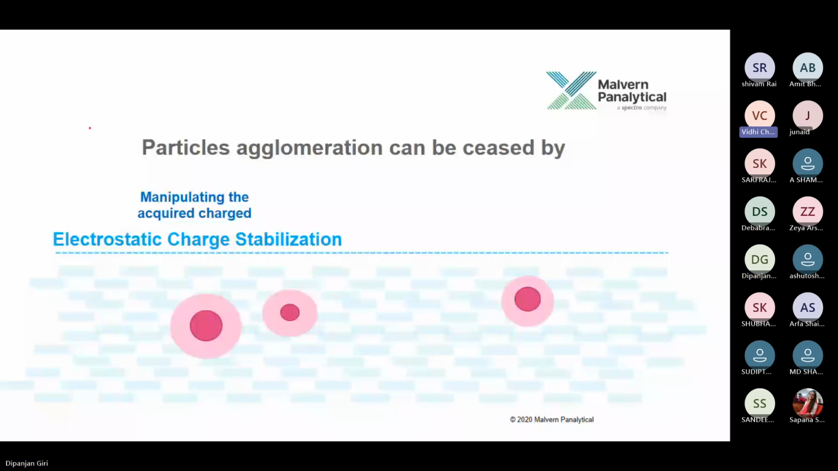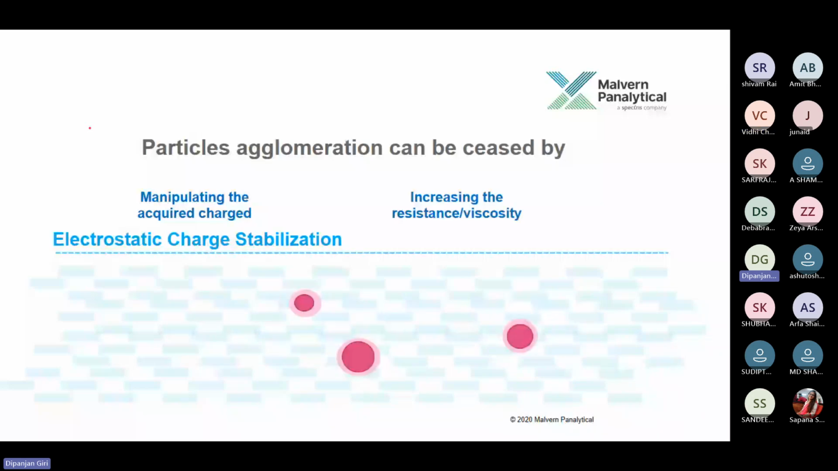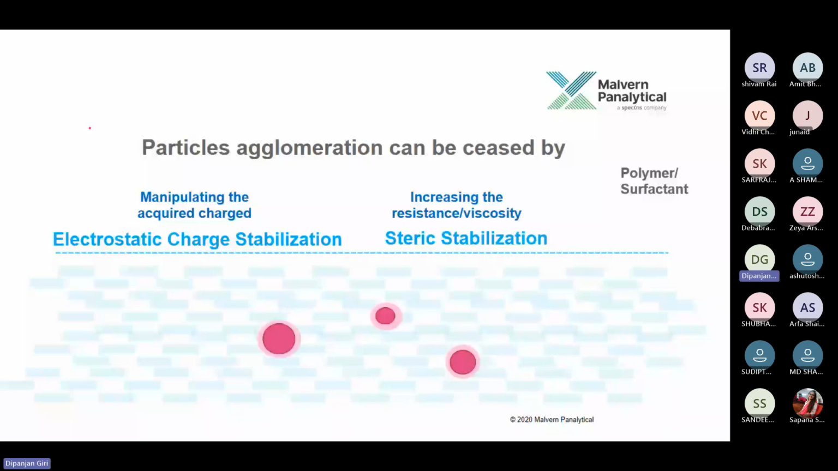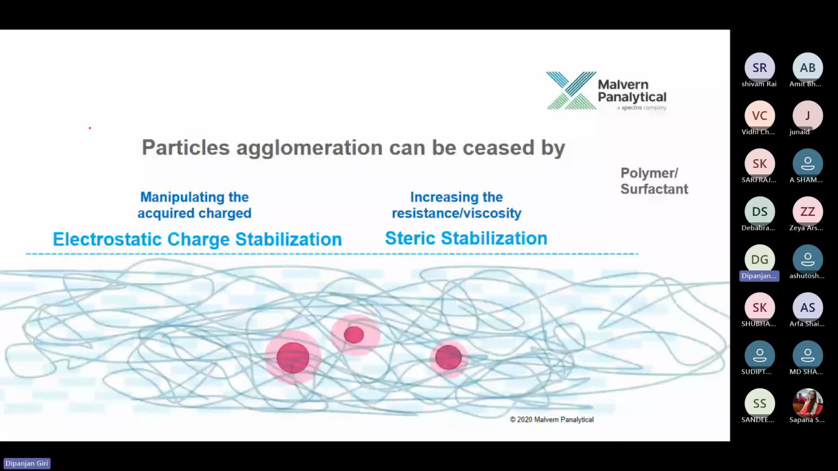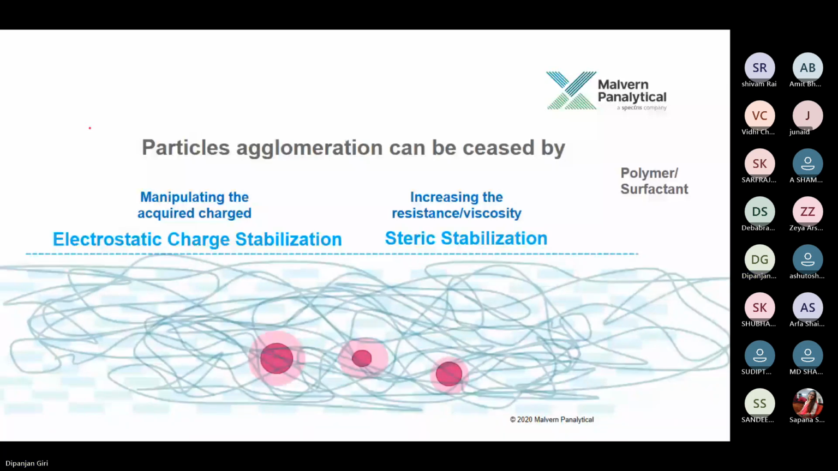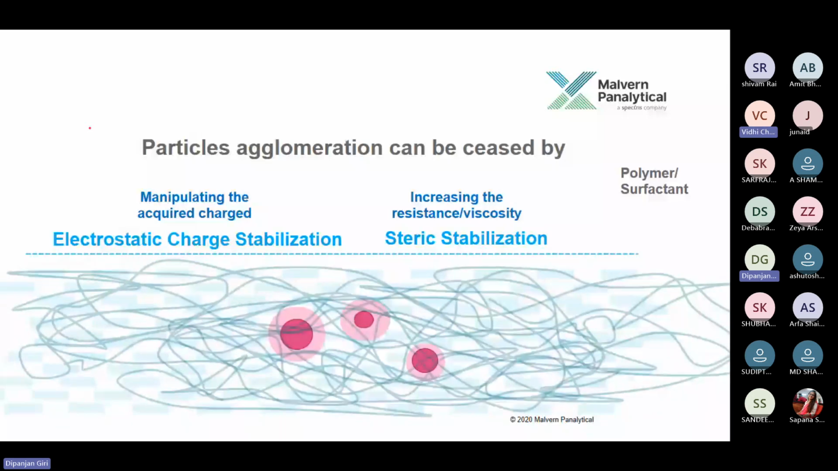Another technique is to increase the resistance or the viscosity of the medium, which is steric stability. If you add some polymer to the medium, it will arrest the movement of the particle. It will cease the movement, and it will lose the tendency to agglomerate. So this is another option.